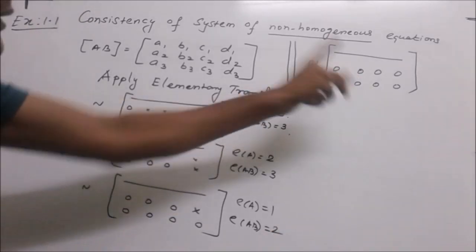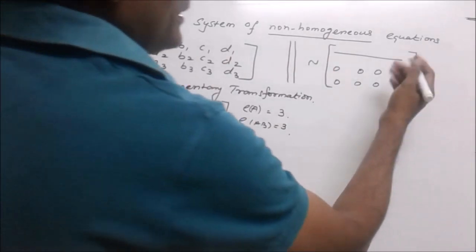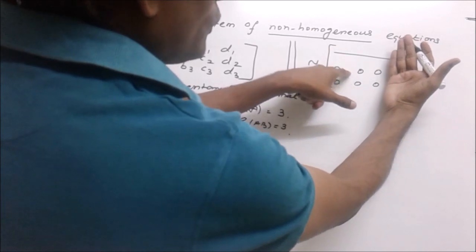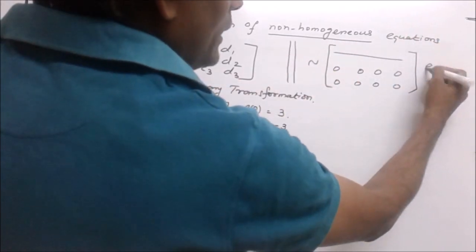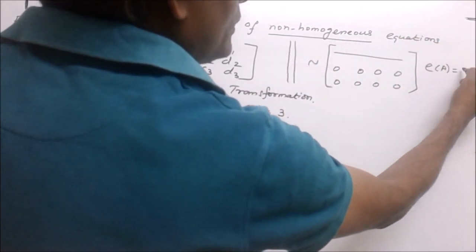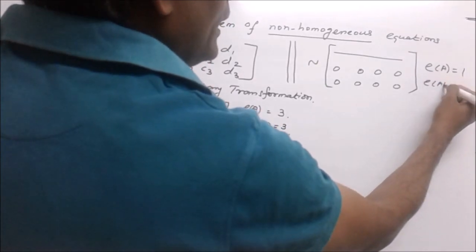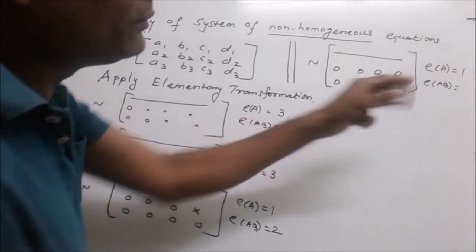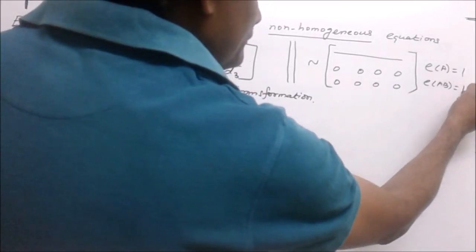And then the fourth type, close the last column. Here 2 zero rows and 1 non-zero row. Therefore rank of A equal to 1. Rank of AB, include the last column. Now find the rank. Now rank of AB is also the same.